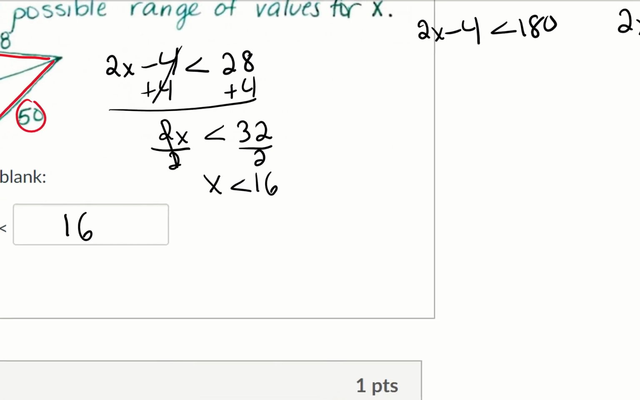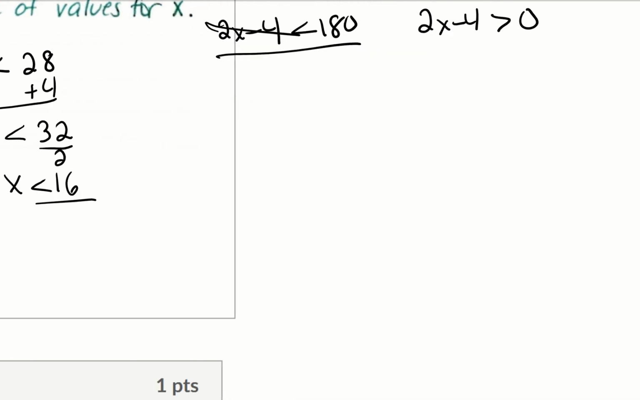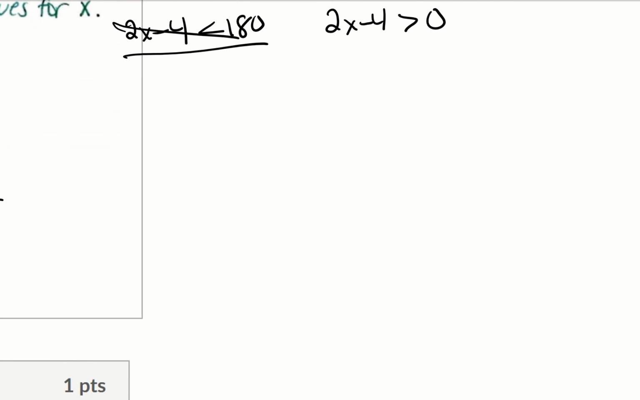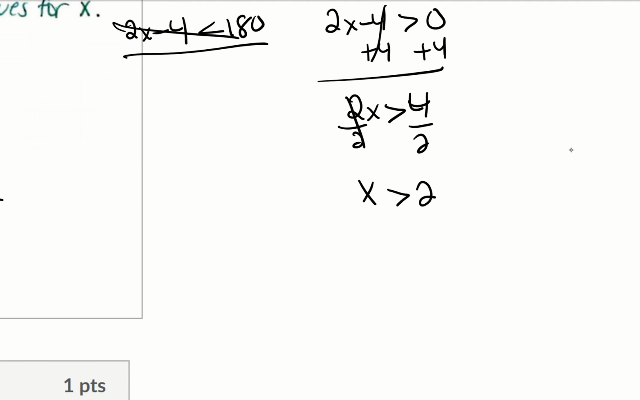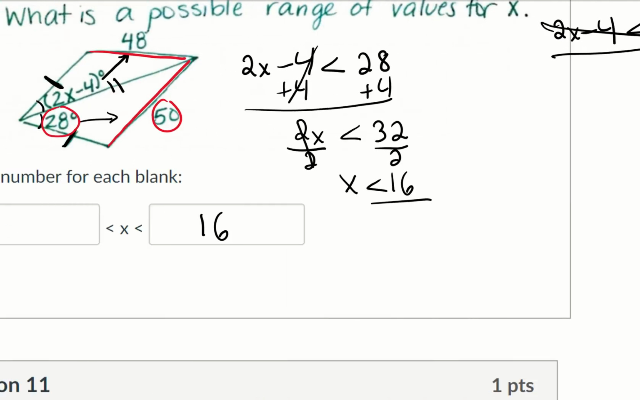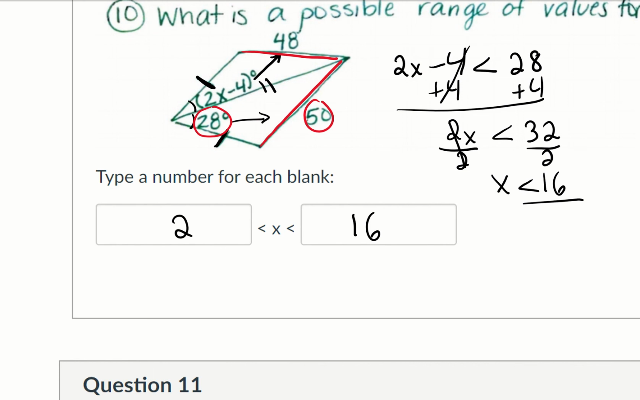Well, it doesn't make sense for us to use the less than 180 because we already know that it's less than 16, and 16 is less than 180. So we're just going to ignore that and we'll use the greater than 0. That will tell us some new information. All right, so let's figure that out. We're going to add 4 to both sides, so this is going to be greater than 4. Divide by 2, divide by 2. X is greater than 2. All right, so X has to be greater than 2, but less than 16.